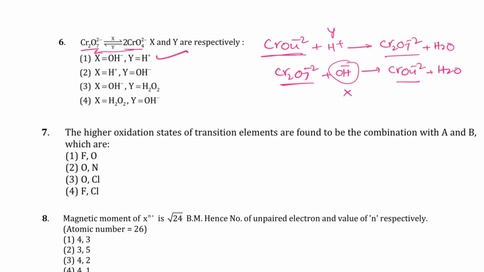Next, the seventh question. The higher oxidation states of transition elements are found in combination with A and B, which are? Generally, the higher oxidation states shown by the transition elements are with fluorine and oxygen, because these are more electronegative elements.